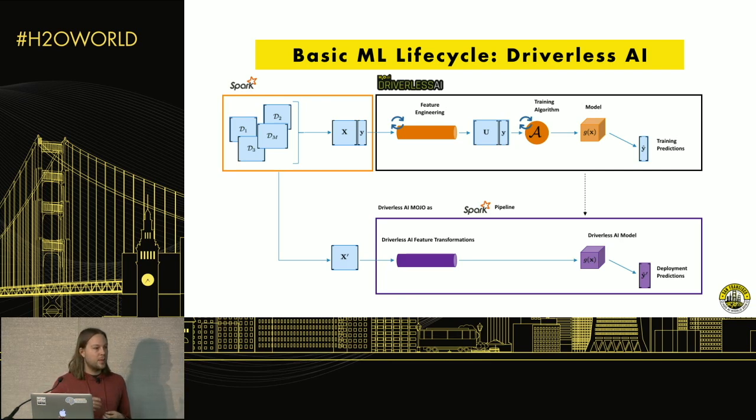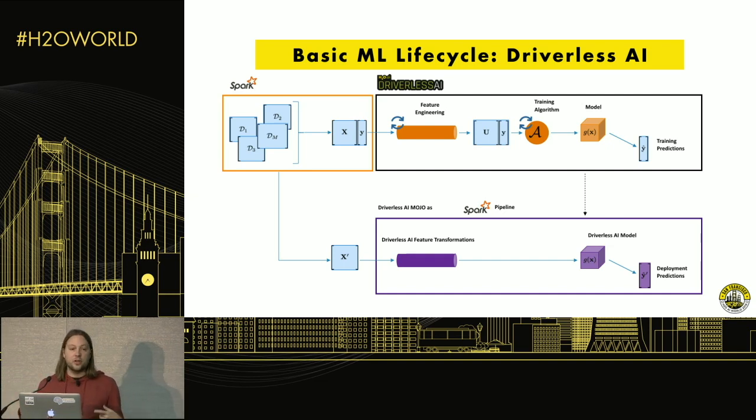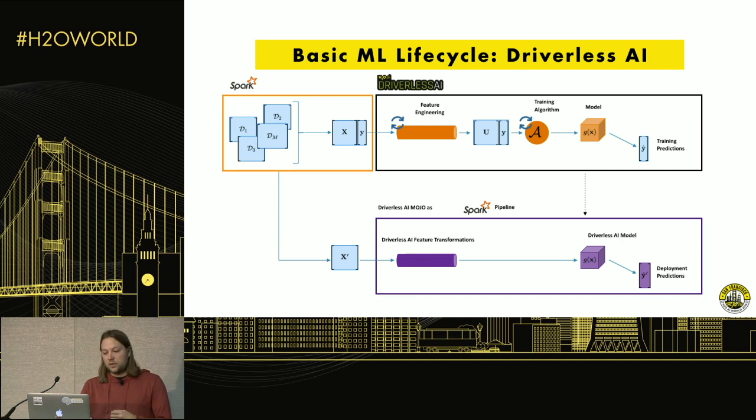The pipelines have the same APIs, so if you use the H2O-3 pipeline or the pipeline with Driverless AI, the API is actually the same. So this is actually interchangeable. You can decide if you want to use H2O or Driverless AI. You can replace that.